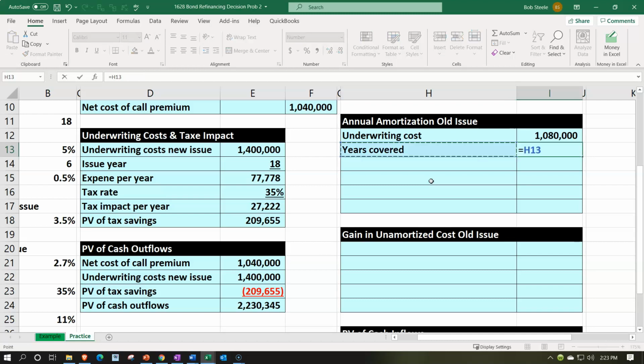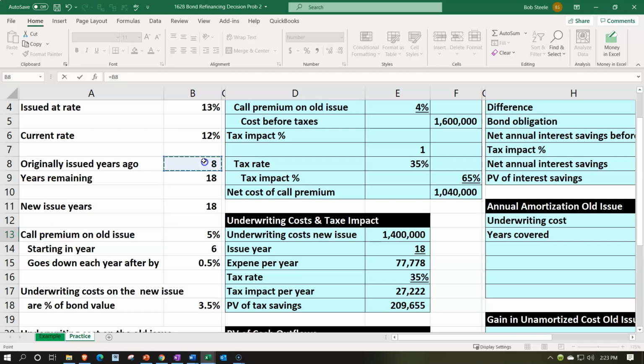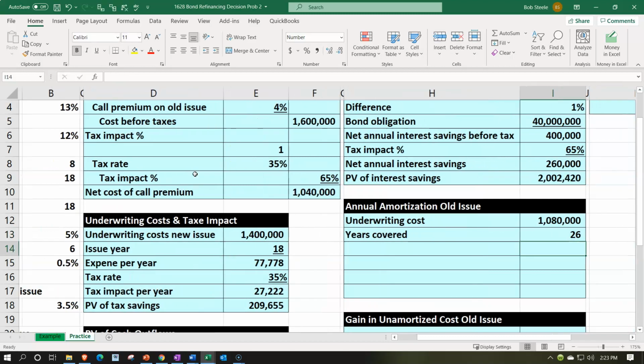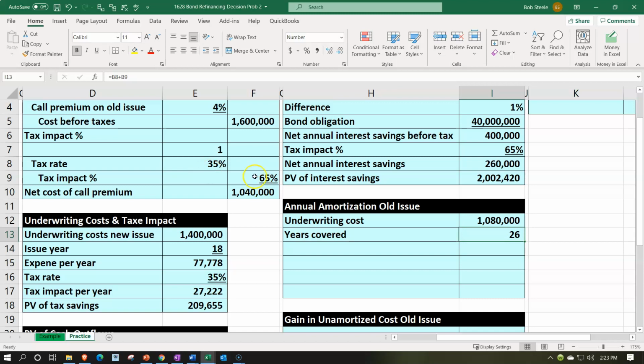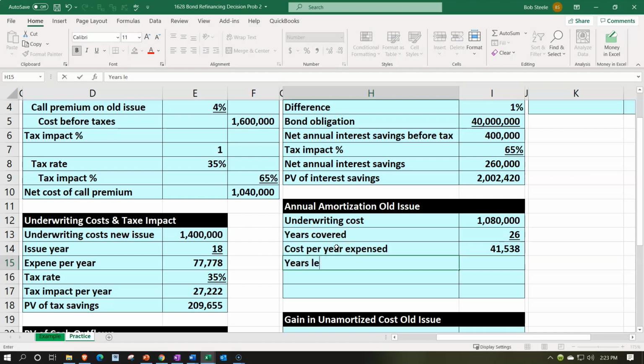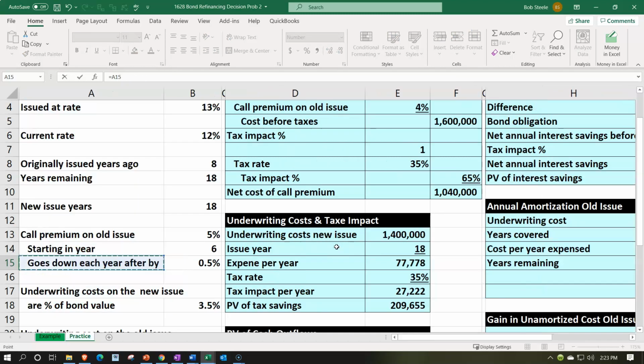We're going to say this is equal to the 8 plus the 18. That's what they were originally issued for, so 26 years. If they were issued for 26 years, the cost per year that we would expense every year, dividing this out, is 41,538. That's how much we would expense each year. There are only 18 years remaining, so we'll say years remaining are 18. Let's say this equals the 18 over here.